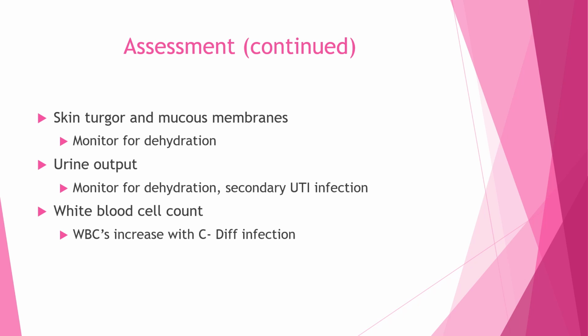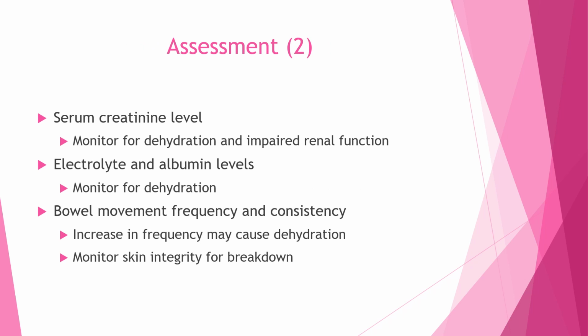We are going to assess their skin turgor and their mucous membranes and monitor for dehydration. We are going to monitor their urine output. Are they dehydrated? Do they have a secondary UTI infection? We're going to look at lab studies. We're going to look at the white blood cell count. If the WBCs increase, they may have a C-Diff infection. We're looking at the serum creatinine level. We are going to monitor for dehydration and impaired renal function.